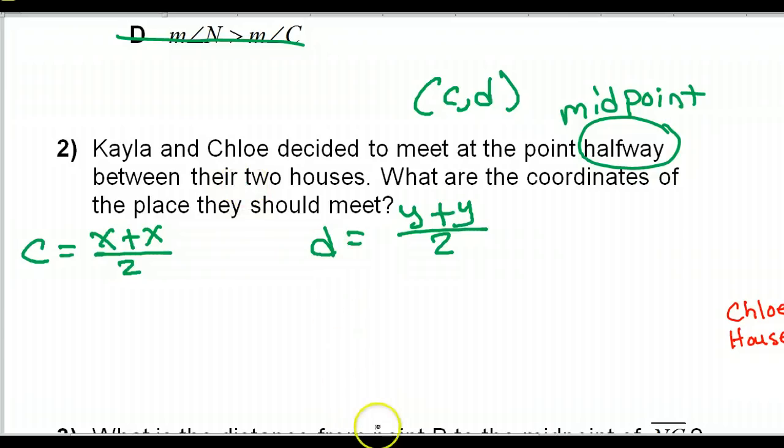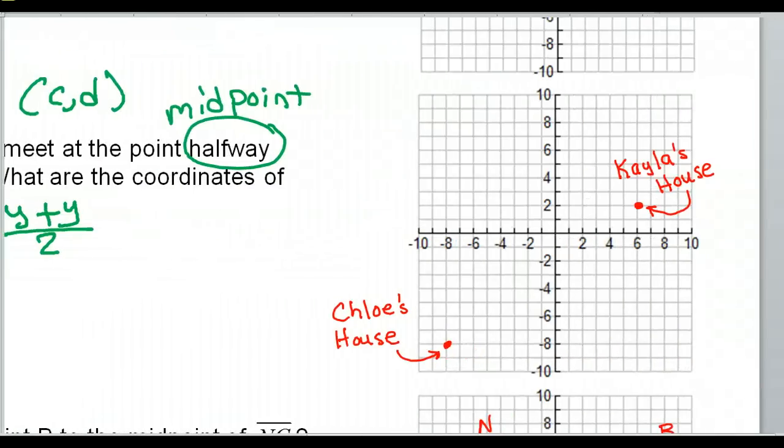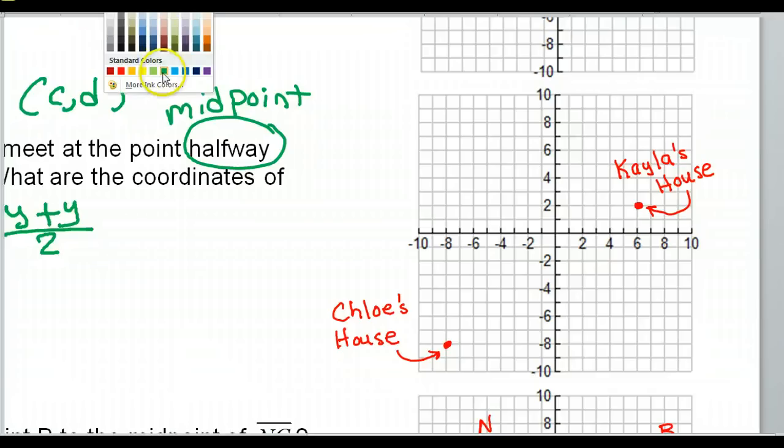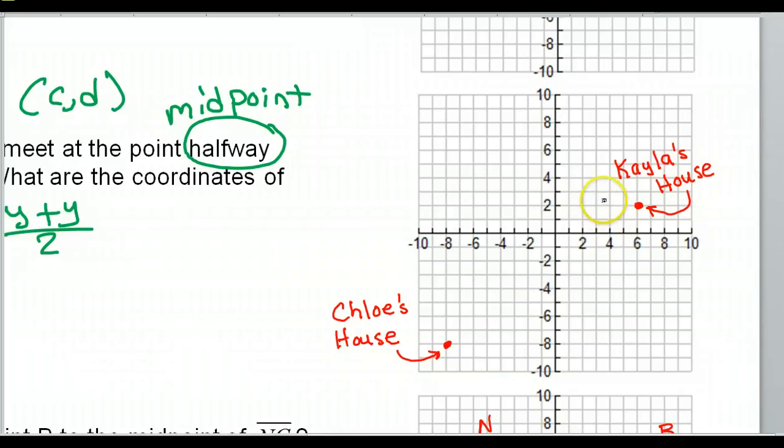So what are the coordinates of the place they meet? We're just looking for the midpoint. Anyways, let's switch to blue. Kayla's house here is the point 6, comma 2. Chloe's house over here is the point -8, comma -8.